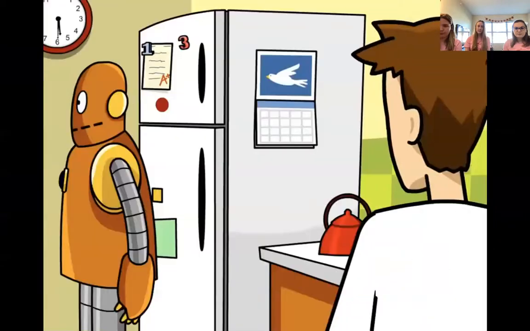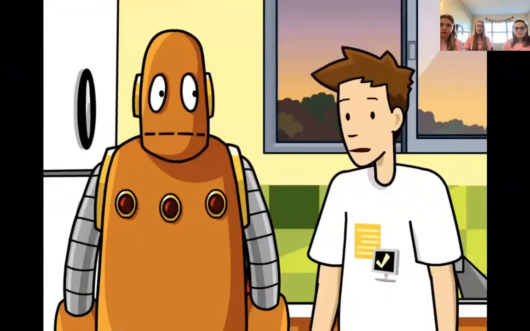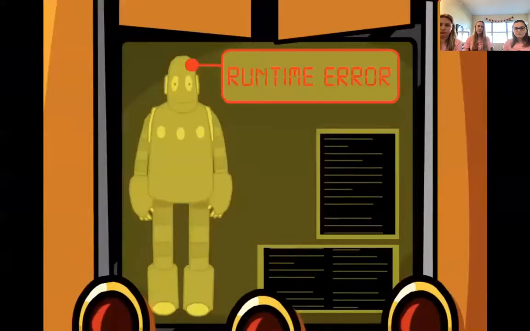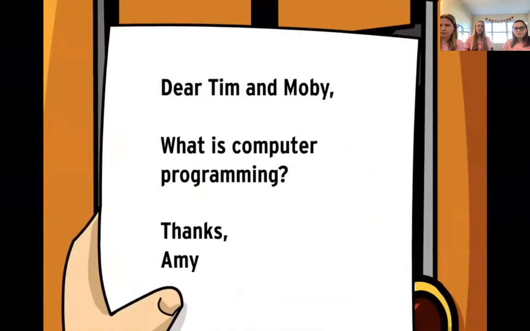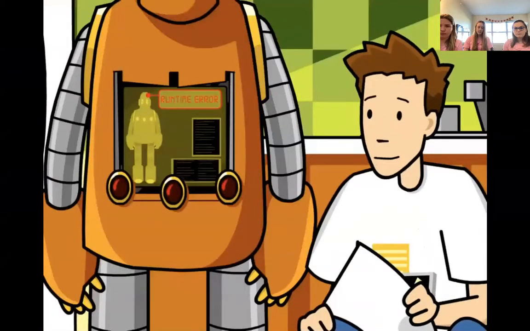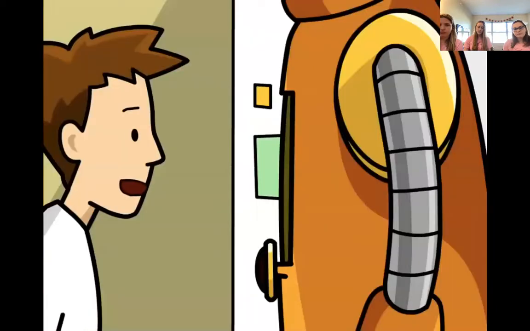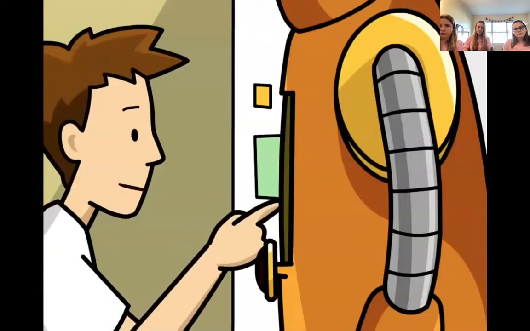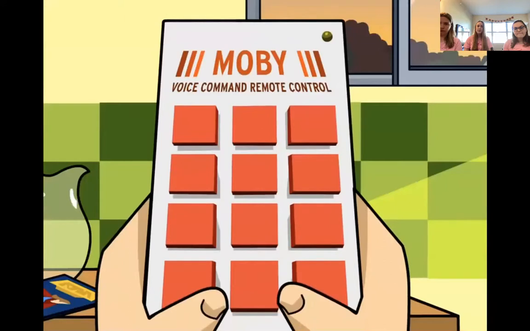Yeah. Have you been standing here all night? Uh-oh. Were you dividing by 0 again? Dear Tim and Moby, what is computer programming? Thanks, Amy. You picked a good time to ask. Moby zapped his operations chip and he can't seem to do anything. Right, buddy? Don't worry, I've got you covered. We'll just switch you over to voice command. There. Now I can program you until your replacement chip arrives.